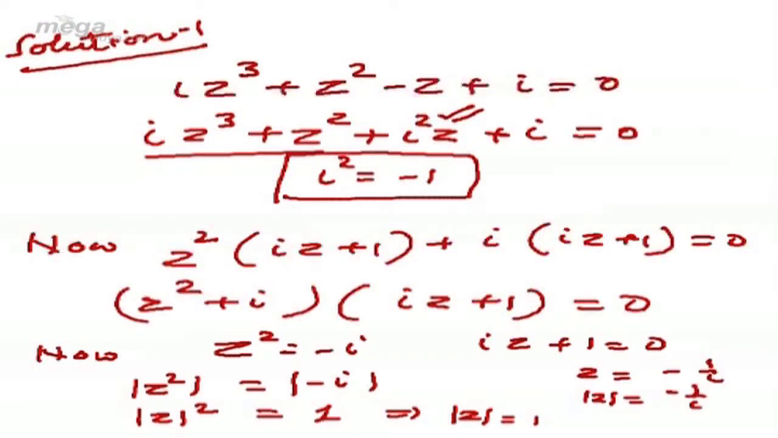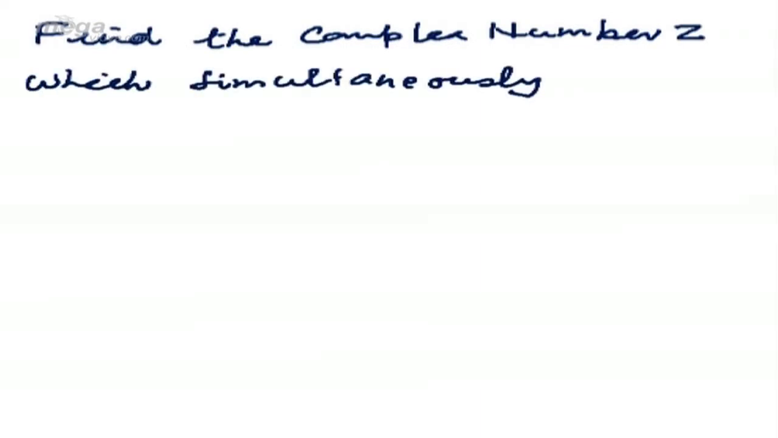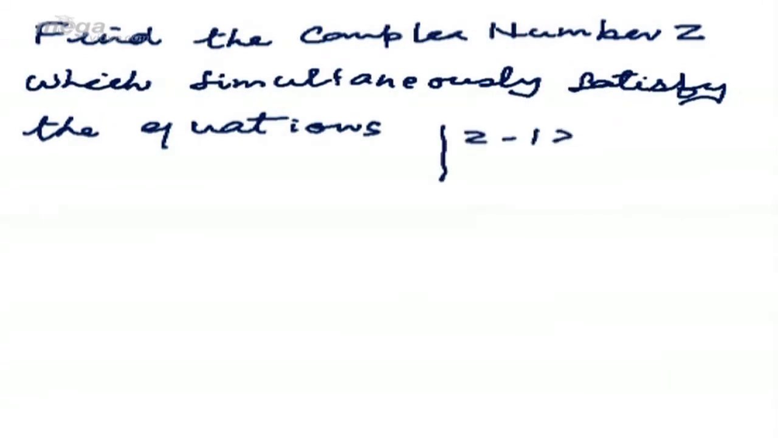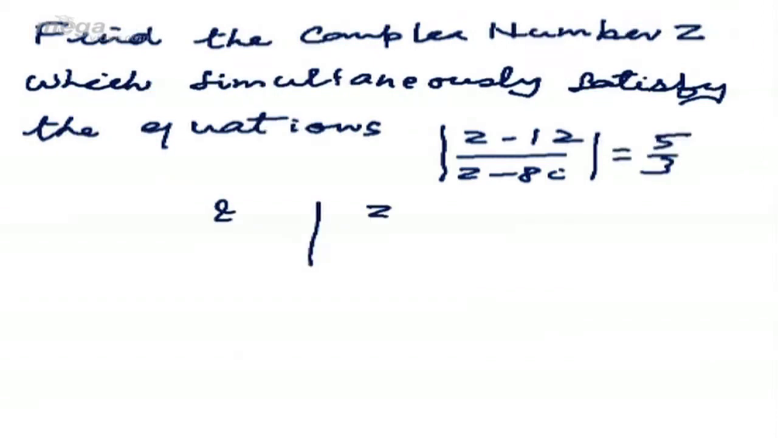So mod of minus i will become 1. Now let us come to example number 2, that is, find the complex number z which simultaneously satisfies the equations mod of (z minus 12) divided by (z minus 8i) is equal to 5 by 3, and mod of (z minus 4) upon (z minus 8) is equal to 1.